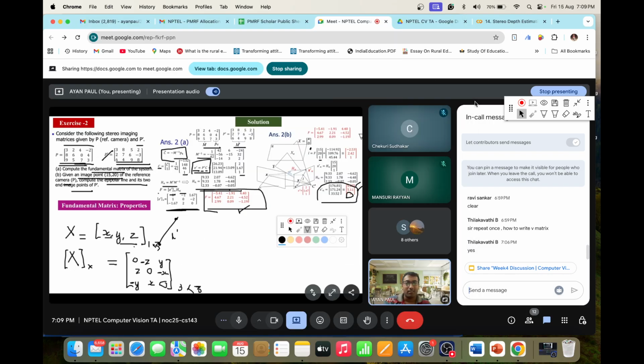So is it clear? Clear, right? Now you can convert your E dash to the skew symmetric matrix E dash x, right? Now you can do it, right? Okay, nice. So what about the rest of the question? Is it clear to all of you?